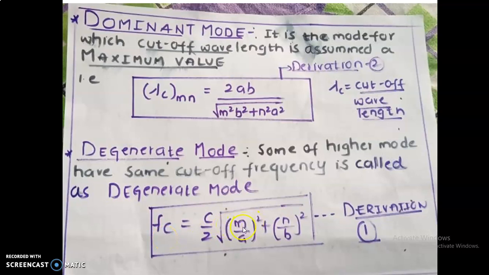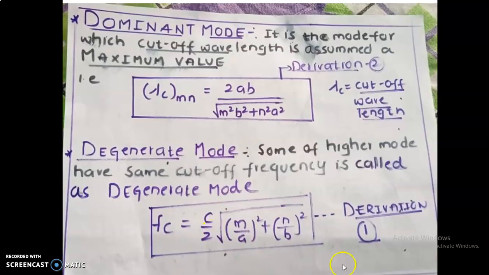Similarly, for degenerate mode, we have to find the cutoff frequency for different modes. Again the same story, you substitute 0 0, 0 1, 1 0, it's up to you. Once you substitute the modes, you're going to get some value. Once you check all the values, if any of the values is the same, let us say the 1 1 mode has a cutoff frequency equal to that of the 2 1 mode, then I can say that it is called a degenerate mode. I hope you have understood. If any doubts, please ask me on WhatsApp or call me directly.